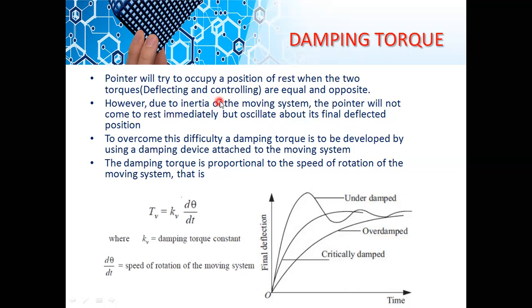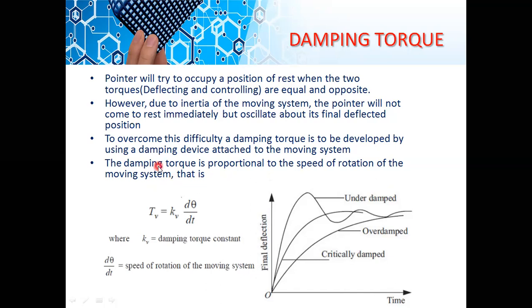So this is what will happen to the pointer also, the pointer in a measuring instrument. To overcome this difficulty, a damping torque is to be developed by using a damping device attached to the moving system. To bring the pointer to a stable position as early as possible, we require damping torque. We will see how the damping torque acts. The damping torque is actually proportional to the speed of rotation of the moving system.